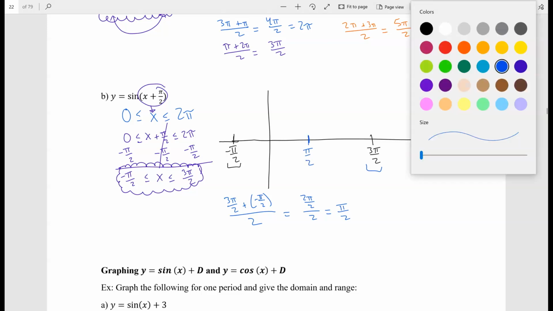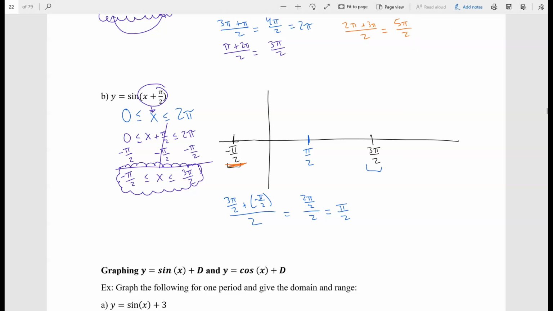Now let's look at -pi over 2 and pi over 2. That one's kind of obvious, right? Midway between that is just 0. You can do the math if you want to, but you can see that midway between a negative and a positive of the same number will be 0. And now finally we've got to look at pi over 2 and 3 pi over 2. So pi over 2 plus 3 pi over 2, divided by 2. The top part is going to give me 4 pi over 2, which is 2 pi, divided by 2, which gives me pi.